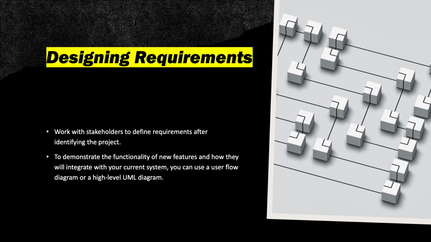After determining the project, you should begin working with the stakeholders to design the requirements. You can use a user flow diagram or a high-level UML diagram to explain the functionality of new features and how they will interface with your existing system by following the instructions in either of these diagrams.